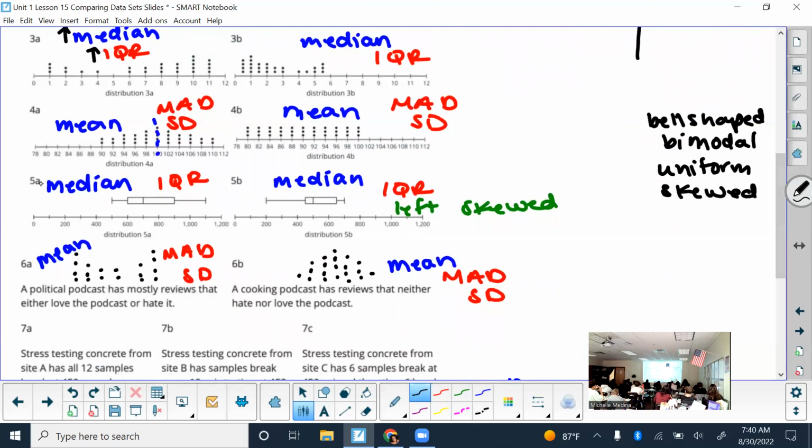All right, let's look at the box plots. Which one do you think has the higher median? 5A, the median is at what number? And in 5B, the median is at... Good. So always check the number lines. They're not exactly the same. But when you look at where the median is, this one's at 700, so this one's higher. This one's at 500. Which one would have the greater IQR?